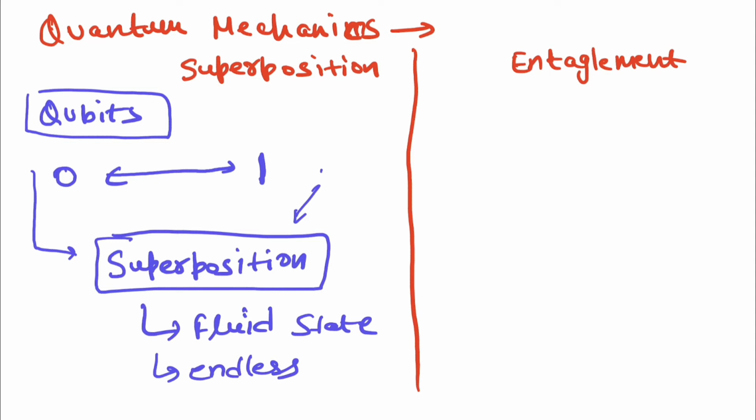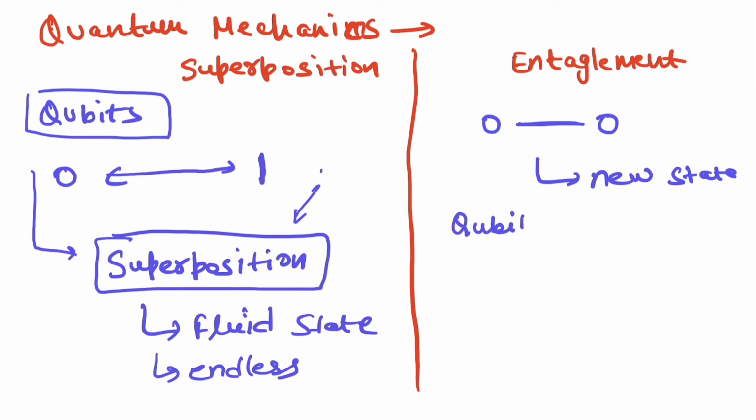Now superposition we have talked about. Now what is entanglement? Let's take the example of quantum physics again. Let's say you have one atom and you have another atom, and when you combine these two atoms together, you get a new state. So when you entangle those two atoms together, you get a new state in quantum physics. In a similar way in quantum computers also, let's say you have one qubit and you have another qubit. When you entangle these two qubits, it becomes a new state.